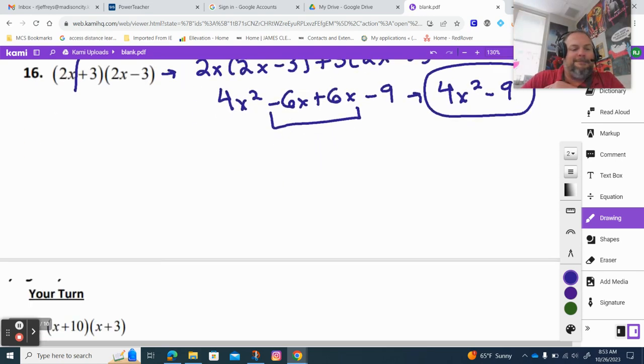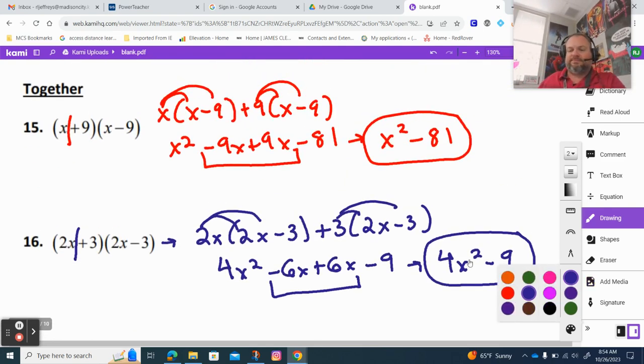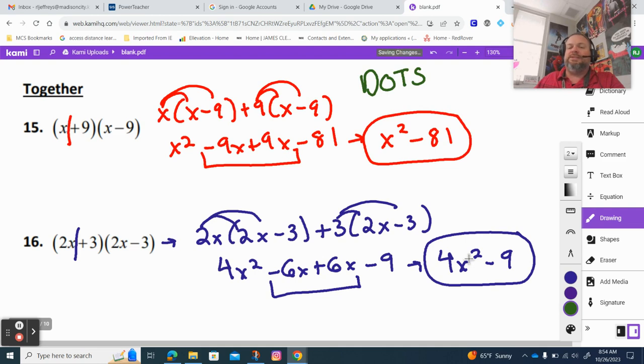All right. Now, these two cases are actually called the difference of two squares. I just need y'all to listen. This is a squared term. This is a squared term. They are subtracted. That's why it's called DOTS, the difference of two squares. DOTS is an acronym. Difference of two squares is normally how people say it.